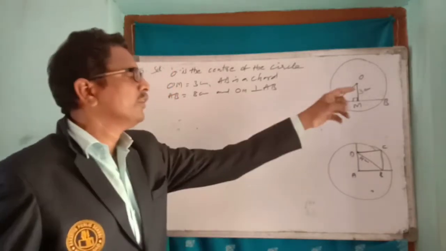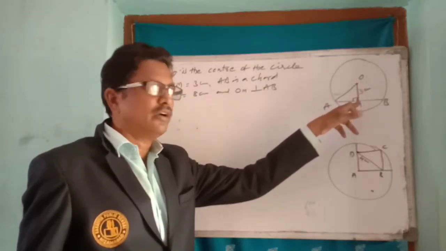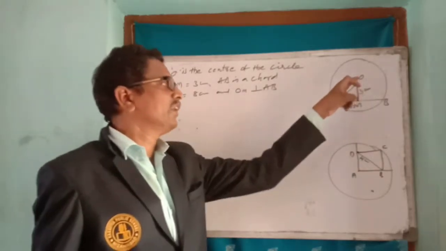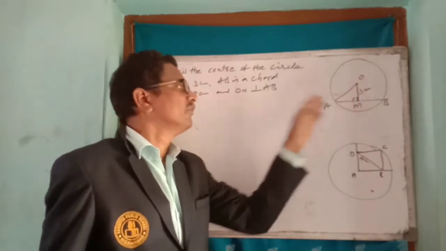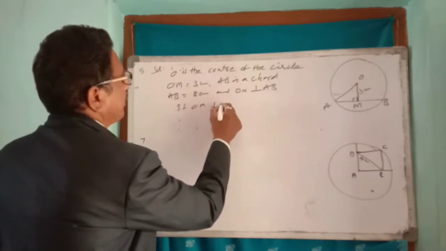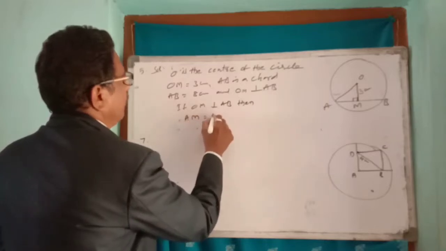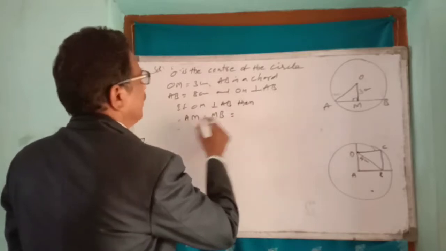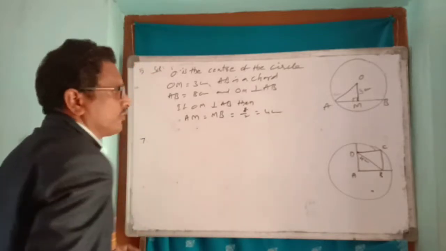One theorem there: the perpendicular from the center of the circle to a chord bisects the chord. Therefore, here if OM is perpendicular to AB, then AM equals MB. AB is 8 in total, so 8 by 2 equals 4 centimeters.